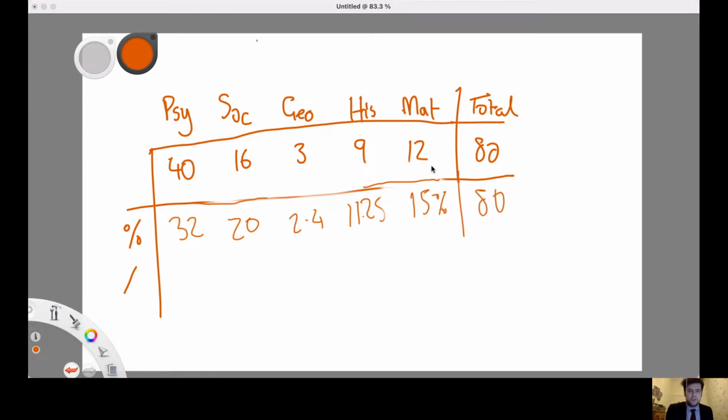So hopefully you feel okay with percentages now. Just a reminder, you take the small number, divide it by the total, and multiply by 100. That's all you've got to do.